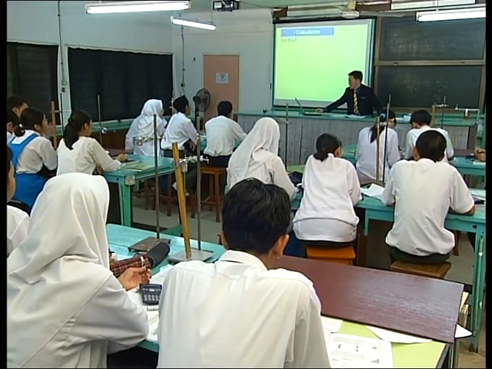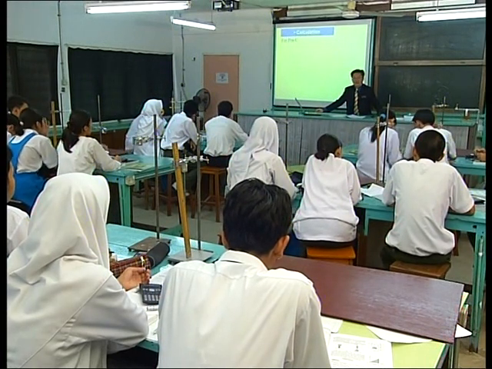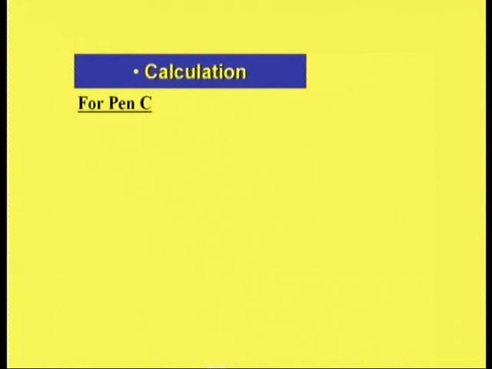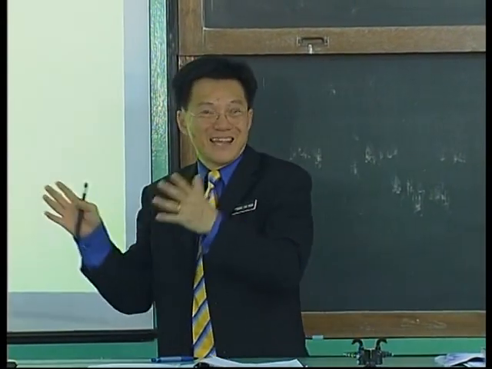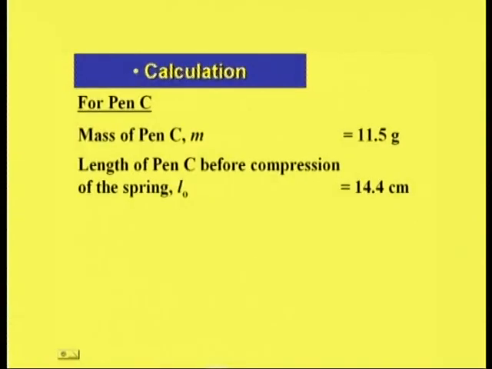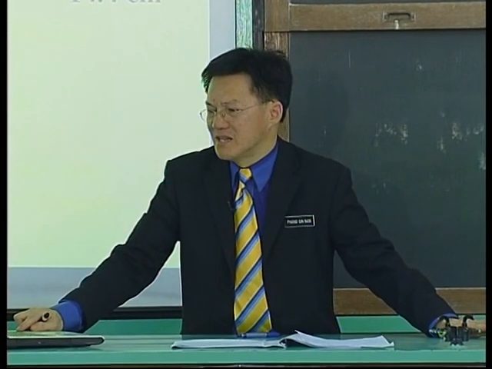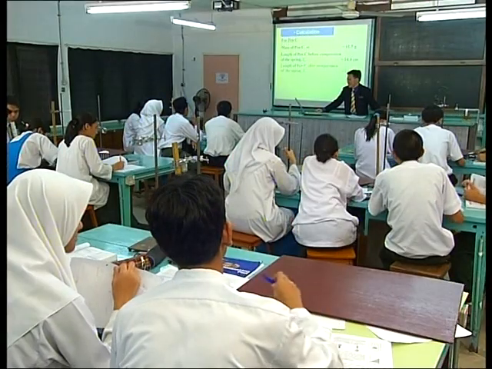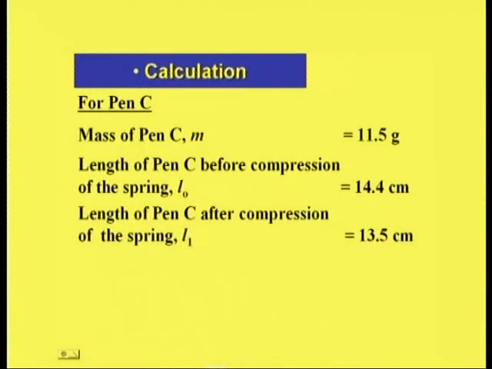All right? Now, for the pen that we have used with another group of students, the mass of the pen is 11.5 grams. Perhaps you can take this down as an example. And the length of the pen before we compress it is 14.4 cm. We can call it L0. And after that, we can call it L1. After compressing it, it is 13.5 cm.